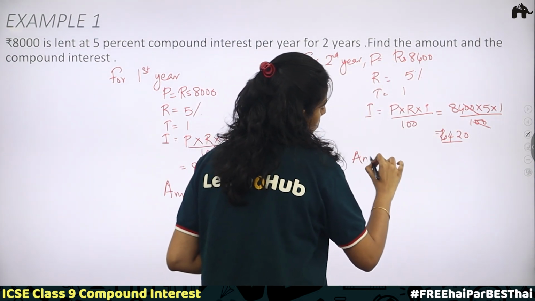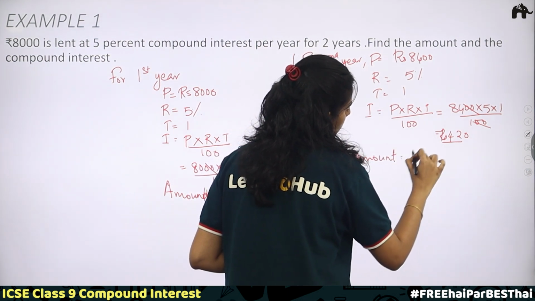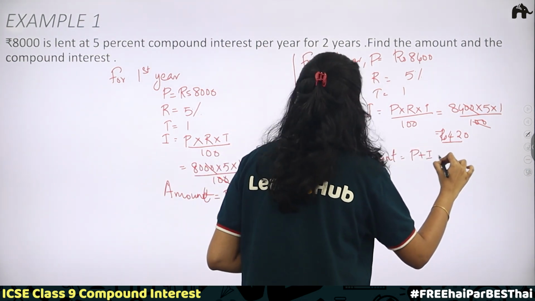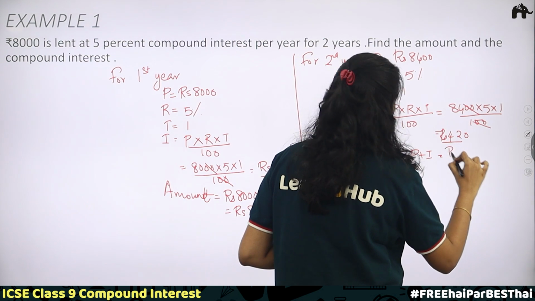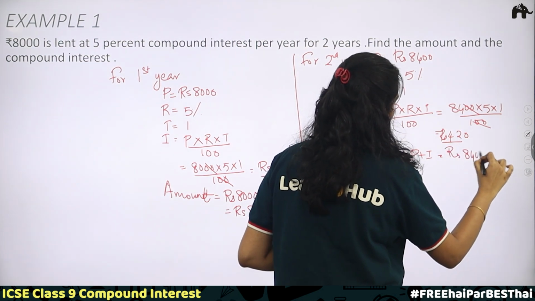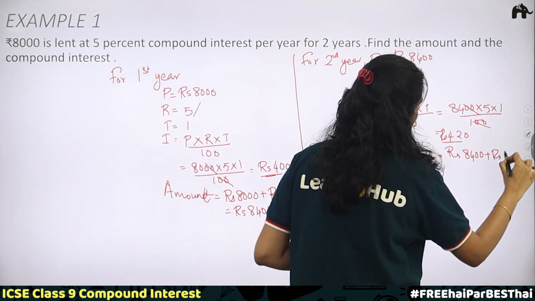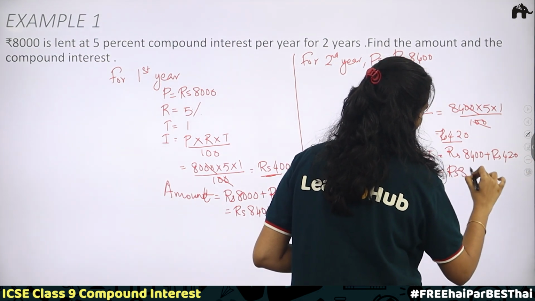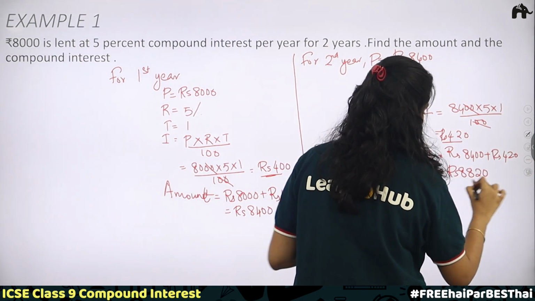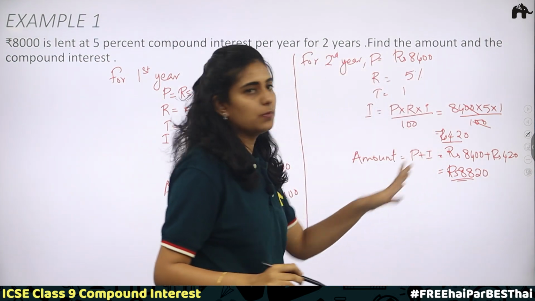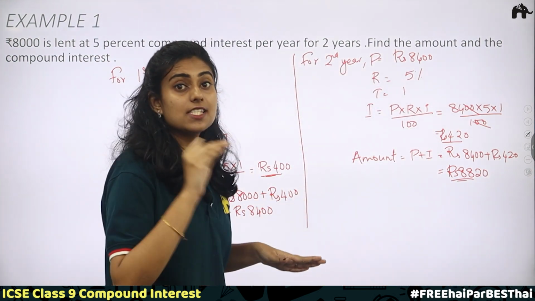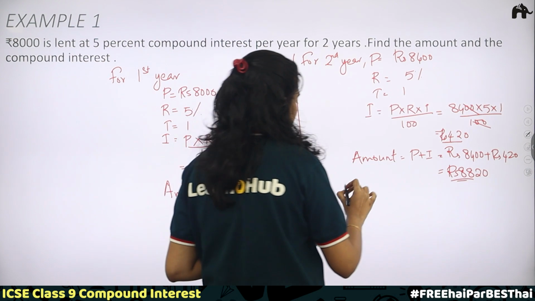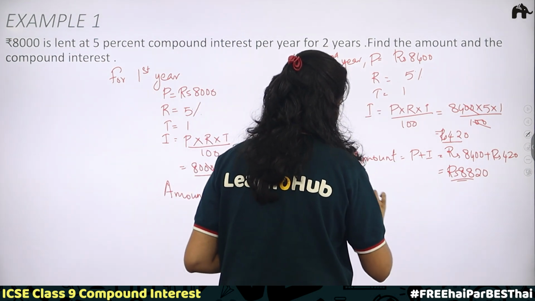Then what is the amount? Amount will be equal to principal plus interest, equal to rupees 8,400 plus rupees 420, equal to rupees 8,820. Okay, the amount is rupees 8,820, which is the final amount. Now we can find the compound interest.